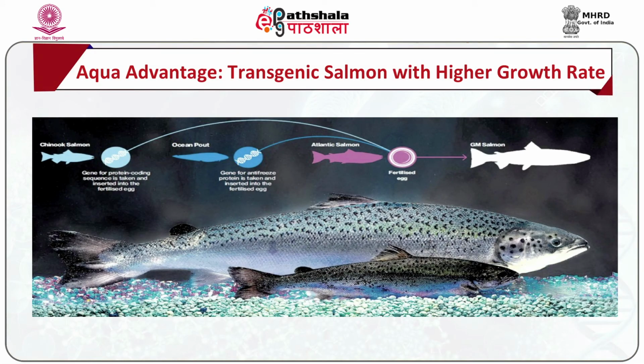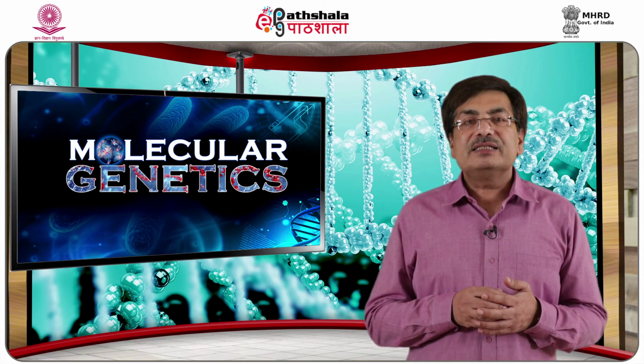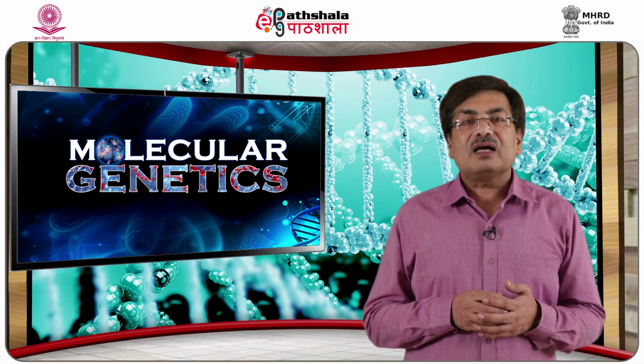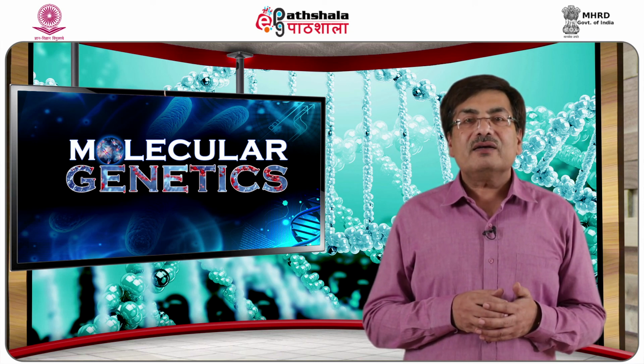AquAdvantage salmon contains a transgene construct with promoter of antifreeze gene from ocean pout and growth hormone sequence of Chinook salmon. These salmons are larger in size and grow faster than the non-transgenic salmon. Glowfish is the first GM fish containing gene for fluorescent protein. Different type of glowfish are available at the pet stores. And here we end the module.